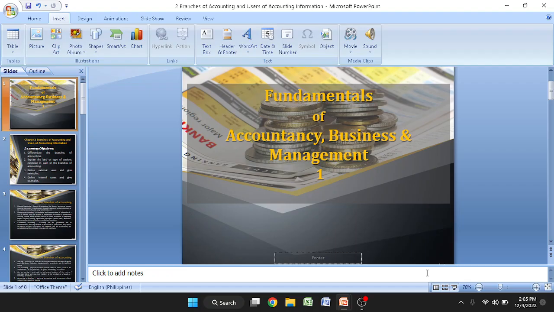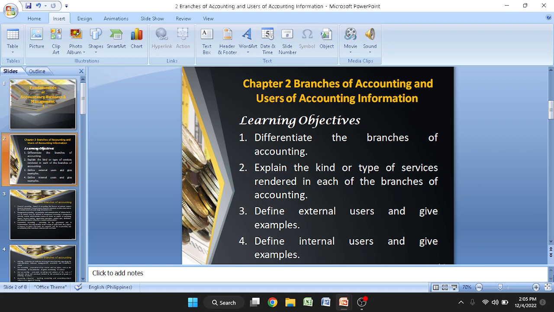So let's start now for this our topic. Our topic is fundamentals of accountancy, business and management, part one. Our topic would be branches of accounting and its users.